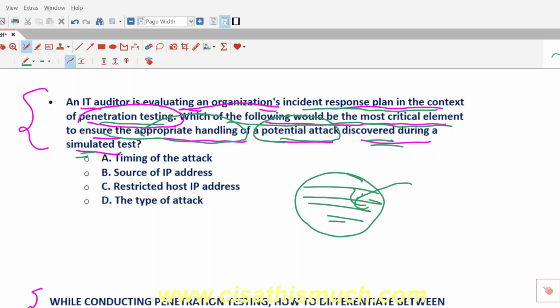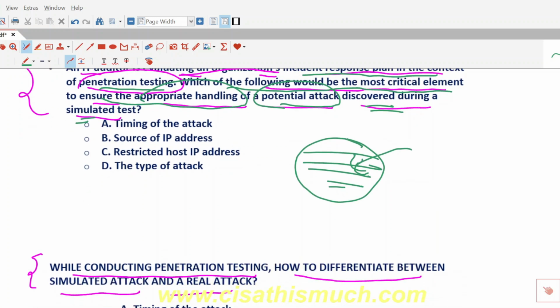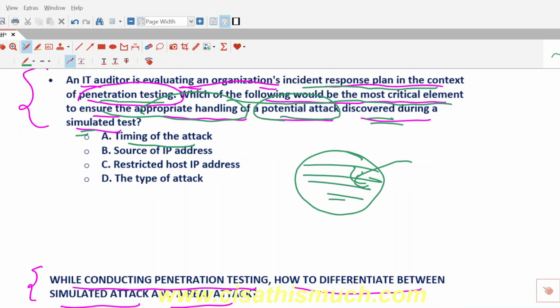So this is what the question is trying to say. The first option is the timing of the attack. As we have already discussed, normally we do it during non-business, non-peak hours, right? So if any event has occurred during business hours, because logs would be generated, based on the logs we see that this particular activity happened during business hours. That could mean that this is not part of a simulated activity, but rather part of a real attack.